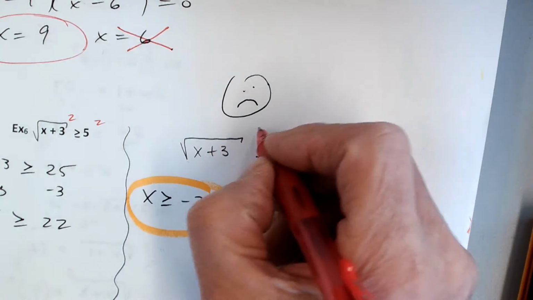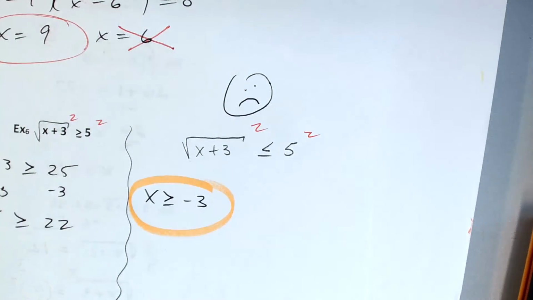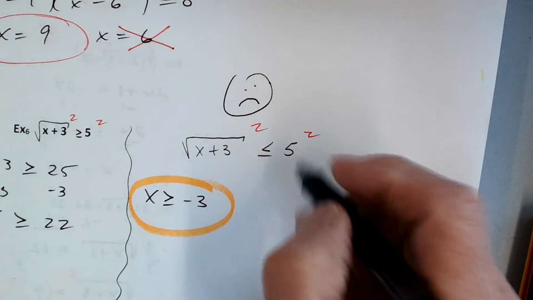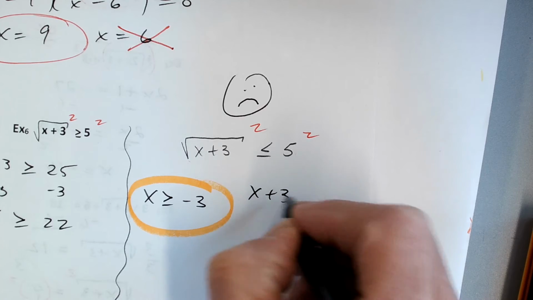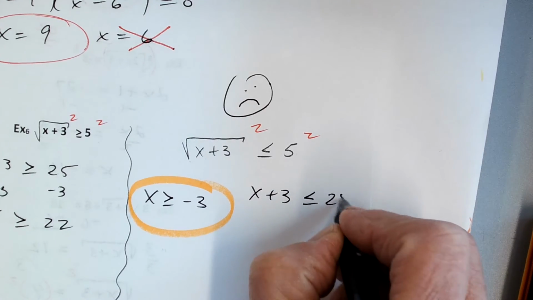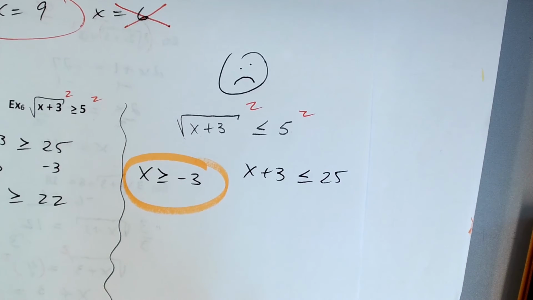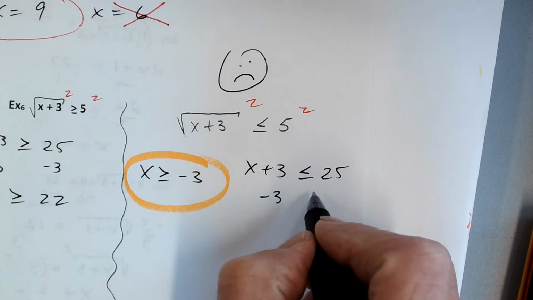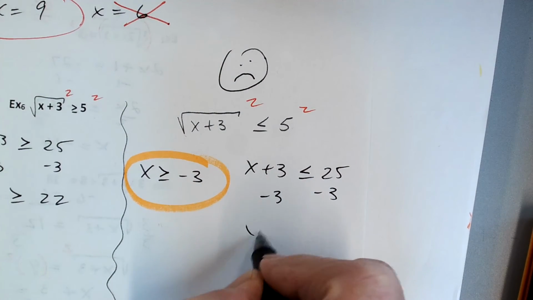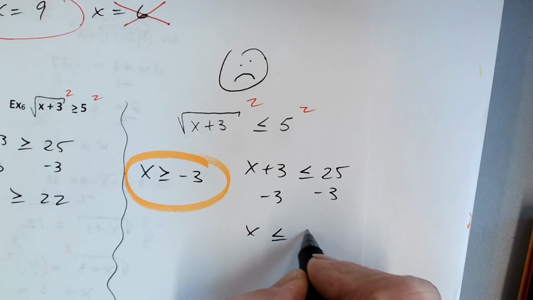Now we're going to solve it. Square both sides, square both sides. Okay, x plus 3 is less than or equal to 25. Minus 3, x is less than or equal to 22.